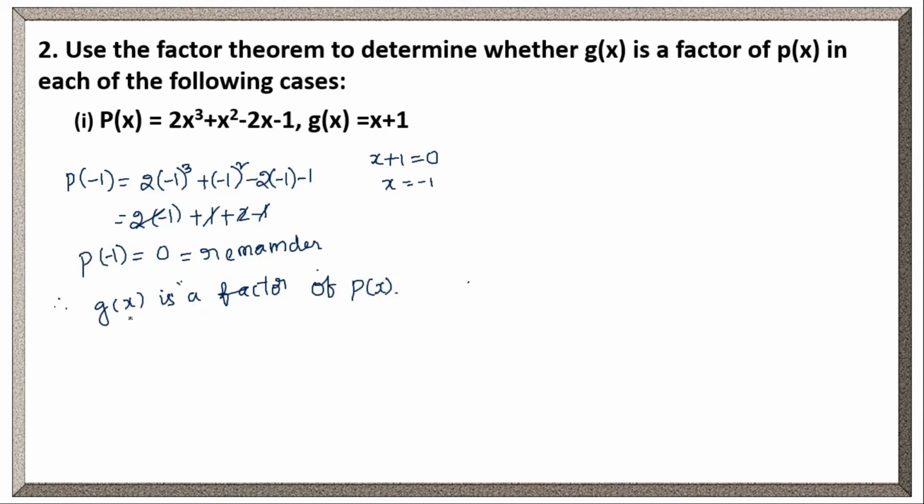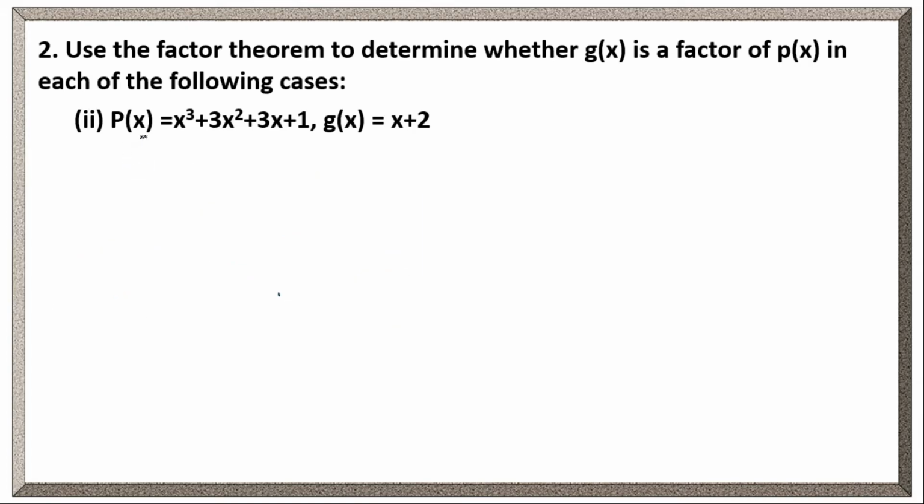Clear? Right. Let us see the second bit. The dividend, that is P of x, is equal to x cube plus 3x square plus 3x plus 1. And the divisor, that is g of x, is equal to x plus 2. Let us take the 0 of g of x. To take the 0 of g of x, equate it to 0. So x is equal to minus 2. Now we got the x value. We have to find the remainder.